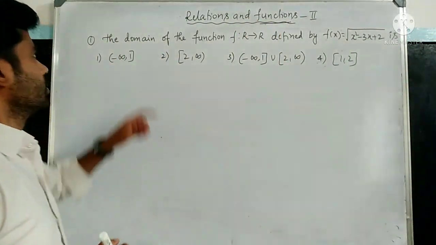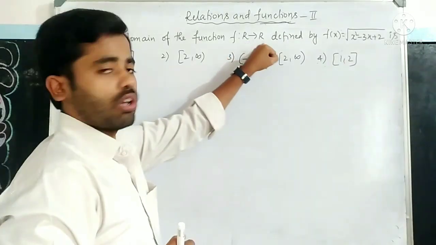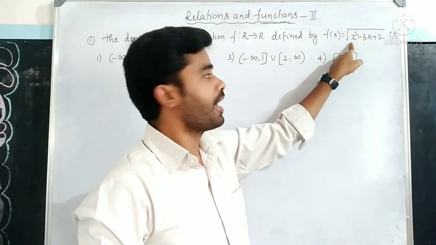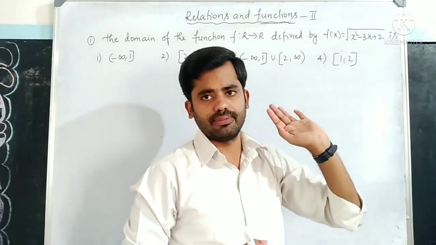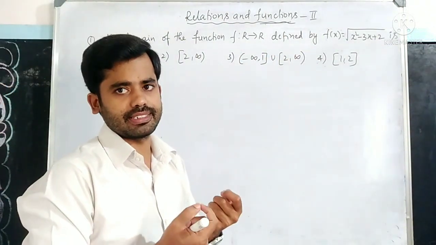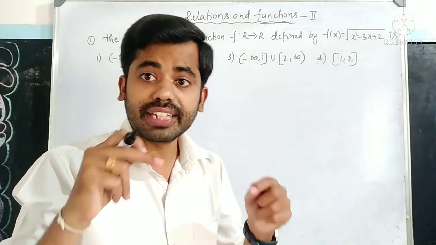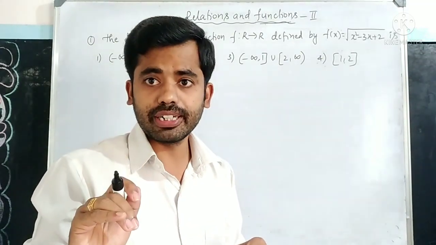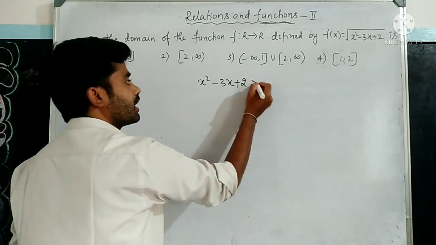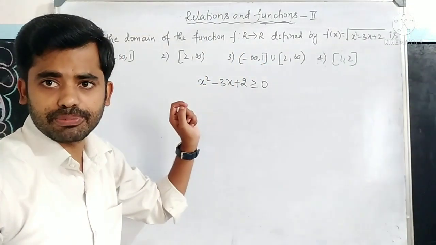Now, the first question: the domain of the function f from R to R, real number to real number, defined by f of x is equal to root of x square minus 3x plus 2. What is the domain of that? They are asking what x values it lies in. Inside the square root, if it is a negative number, that is imaginary. So x square minus 3x plus 2 must be greater than or equal to 0, because it is a function from real to real.